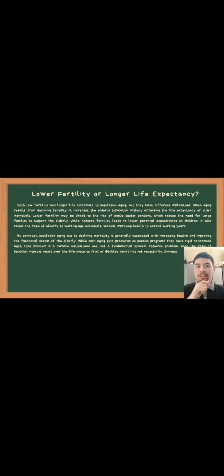By contrast, population aging due to declining mortality is generally associated with increasing health and improving functional status of the elderly. While such aging puts pressures on pension programs that have rigid retirement ages, that problem is a curable institutional one, not a fundamental societal resource problem, since the ratio of healthy, vigorous years over the life cycle to frail or disabled years has not necessarily changed.